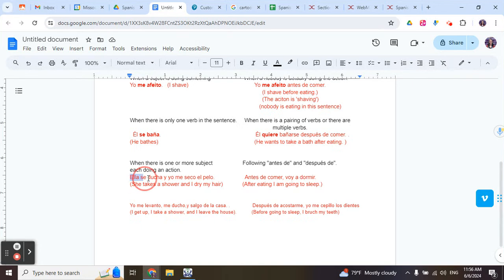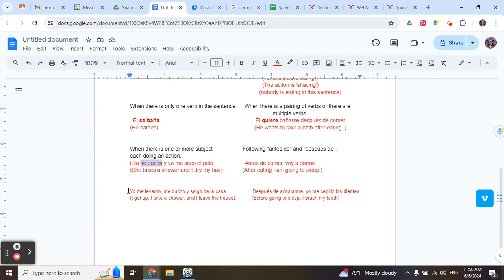When there's more than one subject doing an action, we would conjugate the verb for each subject. So right here we say, ella se ducha, she takes a shower, y yo me seco el pelo, and I dry my hair. Each of us is doing an action in this sentence, so therefore we'll have two conjugated verbs, one for each subject of the sentence.